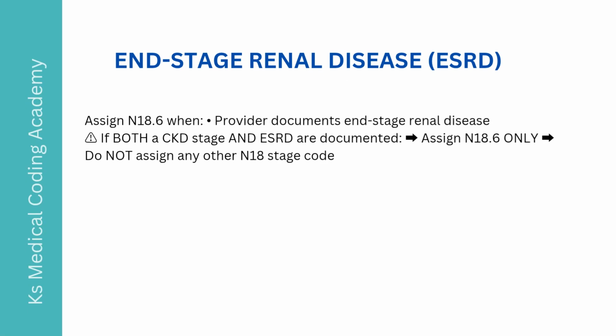ESRD coding. End-stage renal disease, also called ESRD, is coded as N18.6. This code is assigned only when the provider clearly documents end-stage renal disease. If both a CKD stage and ESRD are documented in the record, only code N18.6. Do not assign any other CKD stage codes with ESRD.